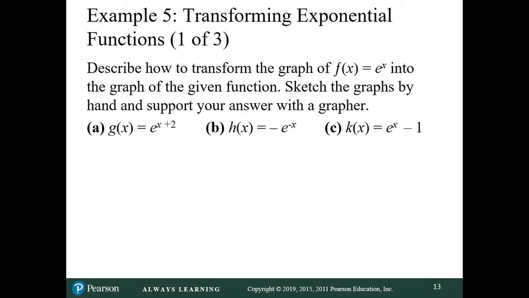Okay, so transforming graphs again. If we do it as an exponent, it's like it's in parentheses. What do you think will happen to the x plus 2 graph? Move to the left by 2. Negative e to the negative x. If they're both negative, we're going to reflect around both the x-axis and the y-axis. This reflects around the y-axis. This will reflect around the x-axis. And this one will move the graph where? Down one. Down one. Good job, people.